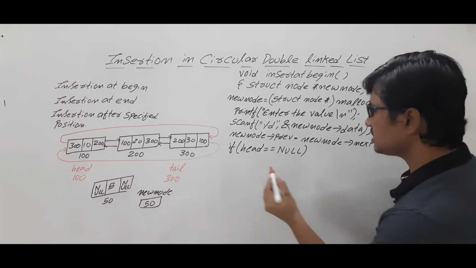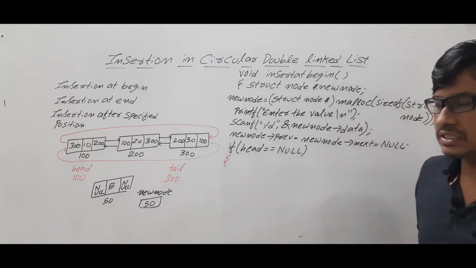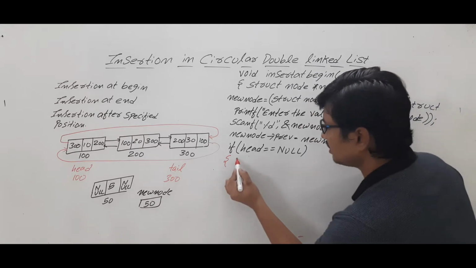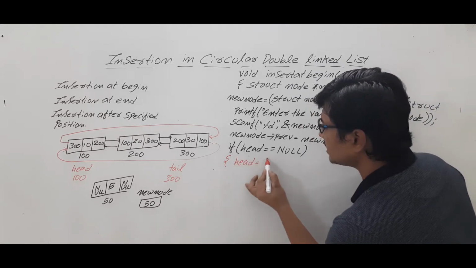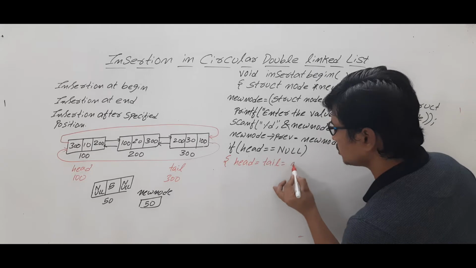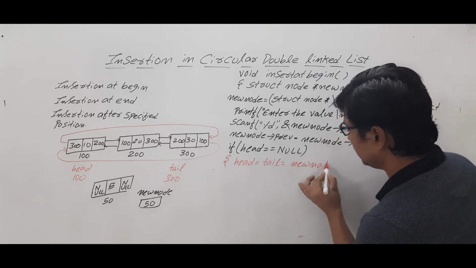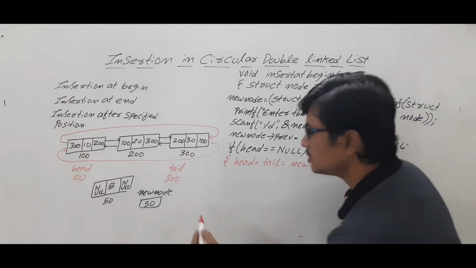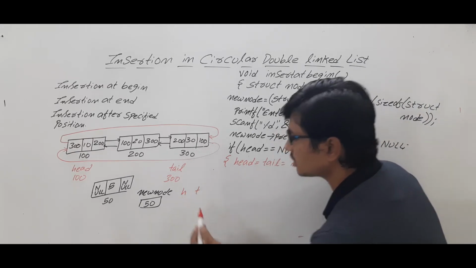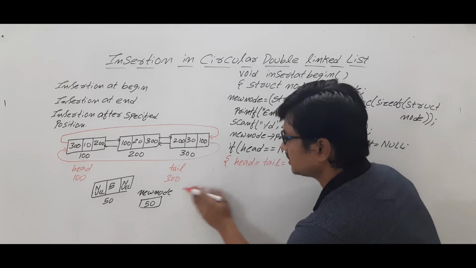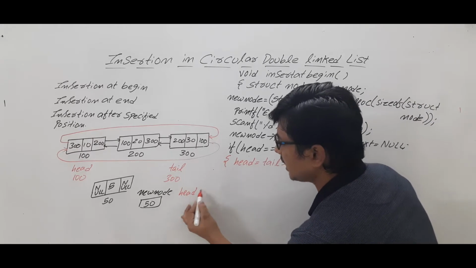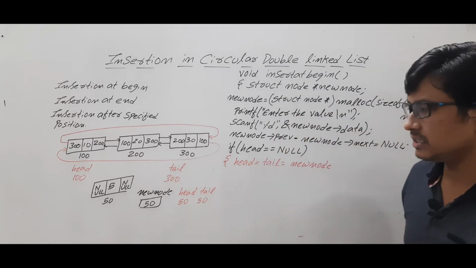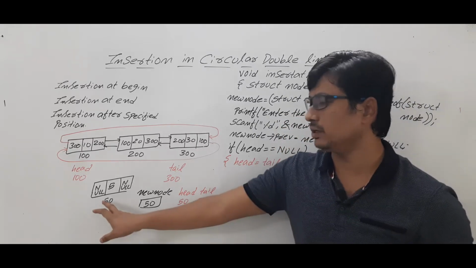Okay, so if the list is empty, this will be my first node and this will be my last node. So I will write head is equal to tail is equal to new node. The new node consists of 50. So head and tail will be assigned 50 and 50. Is it clear? So head and tail pointers are pointing to this node.